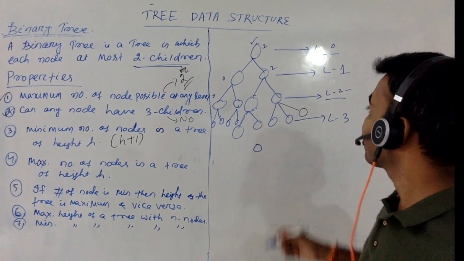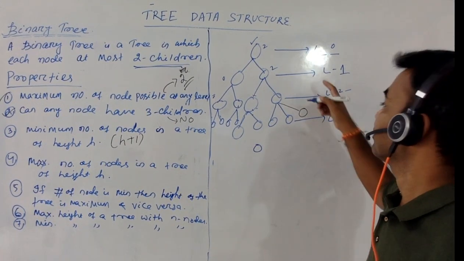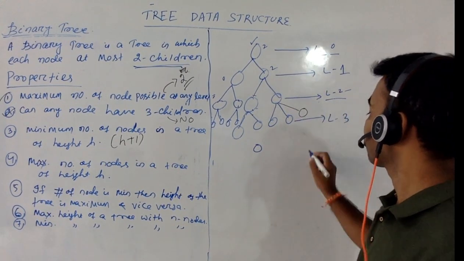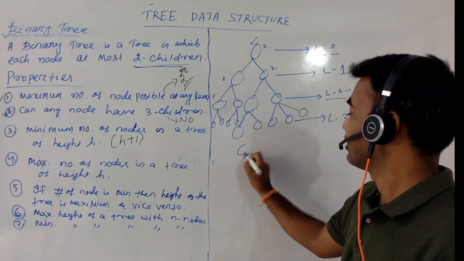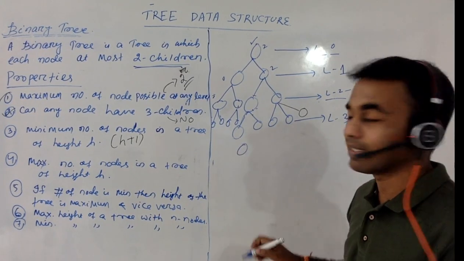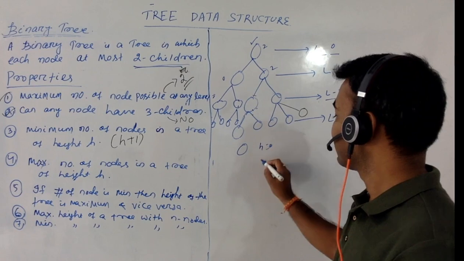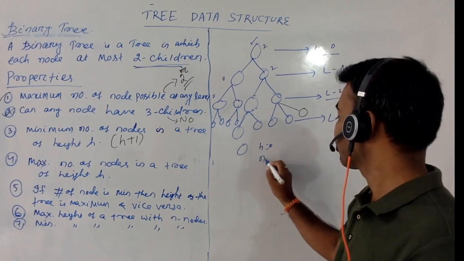Now suppose you are given only one node. This is my tree. What is the height? The height is 0. Then how many nodes are there? The number of nodes is 1.